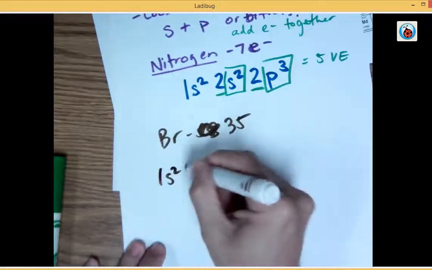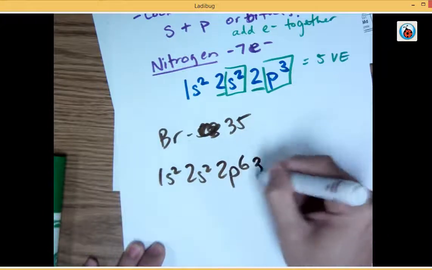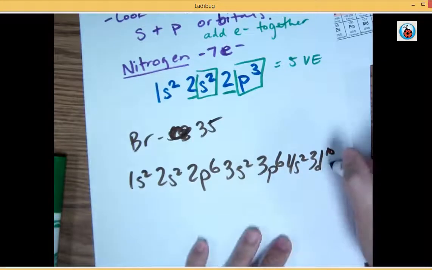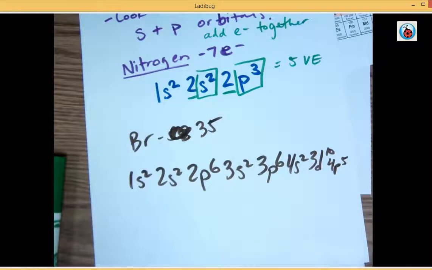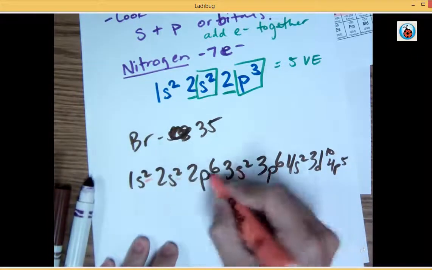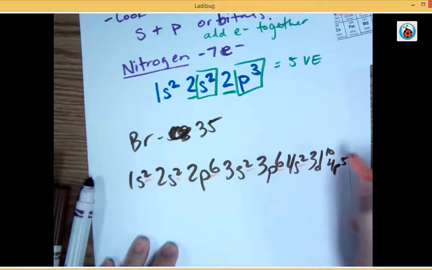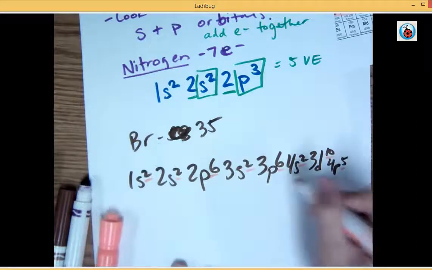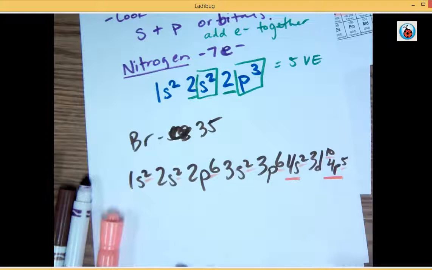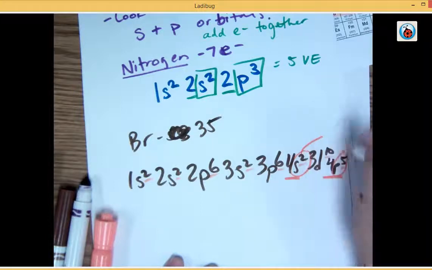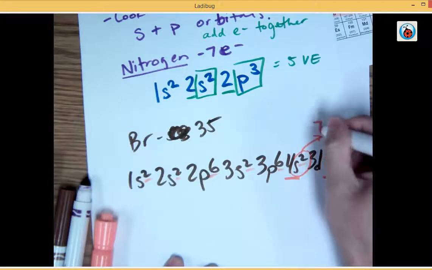So 1s2, 2s2, 2p6, 3s2, 3p6, 4s2, 3d10, 4p5. Does that add up to 35? I'll do that real quick, assuming you already know how to do this. So 2, 10, 12, 18, 20, 30, 35. Perfect. So the rule is, look at the highest energy level. What's the highest energy level here? Level 4. So all the 4s. And then only add the S and the P together. So there's 2 electrons plus 5 electrons. You add them together, it becomes 7 valence electrons.